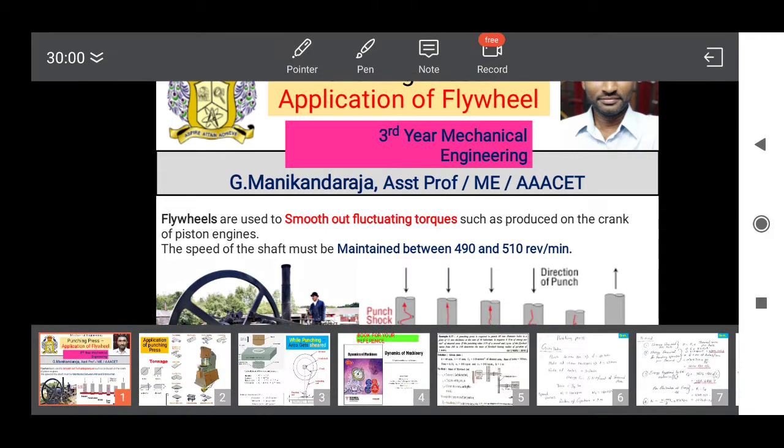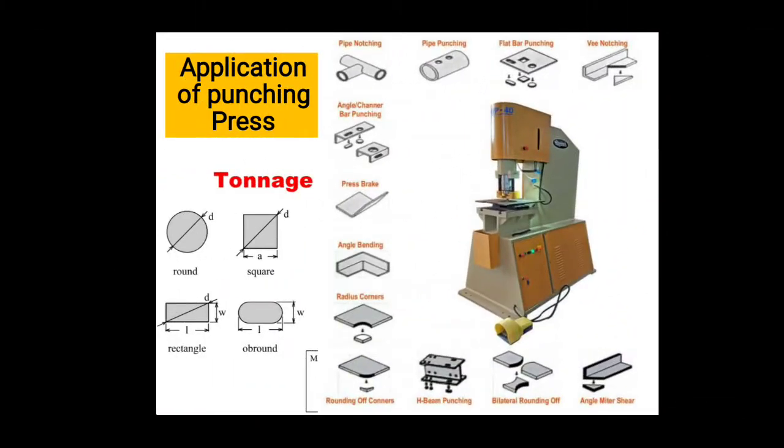Okay, one by one we have to go through this. The entire thing is the application of the punching press. So we have to do some punching operations in various tonnage models. For round, the diameter comes into the picture. For square, the side a comes into the picture. These two will be the basic data, and for a rectangle, the width and the length L will be there. So the die will vary according to the application.